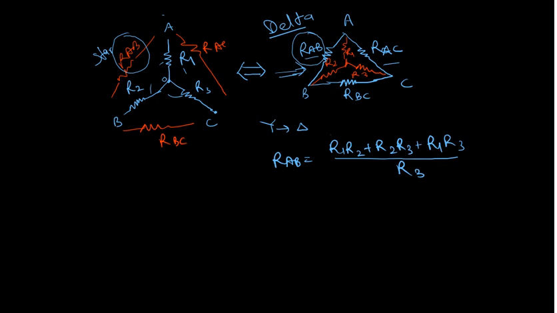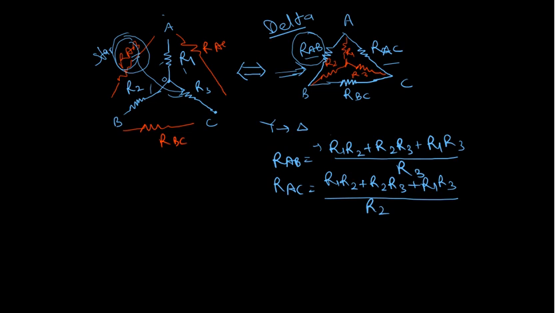Now what you have to do is make some division. Division by what? Division by the opposite arm resistance. So you want to calculate RAB, so you take R3 as the divisor. If I ask you to calculate RAC, then this part will remain the same: R1R2 plus R2R3 plus R1R3. So your numerator remains the same and the divisor will be the opposite arm. For RAC, the opposite arm will be R2.